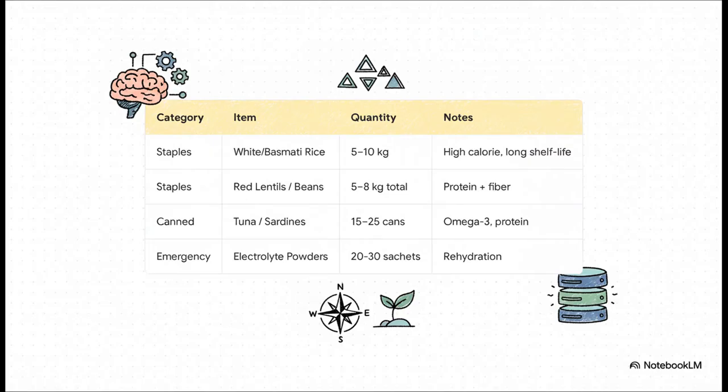But it doesn't just stop with the theory. The AI then spits out these concrete, totally actionable lists. What we're looking at here is just a small part of a 30-day food supply list, all categorized with quantities and notes. This is Omniplex in action, going from a big picture simulation to a practical, real-world checklist.